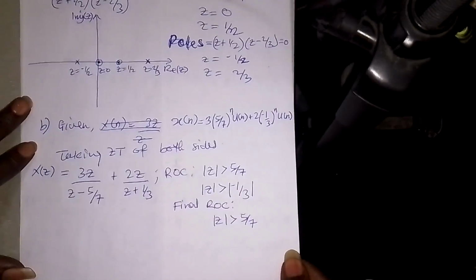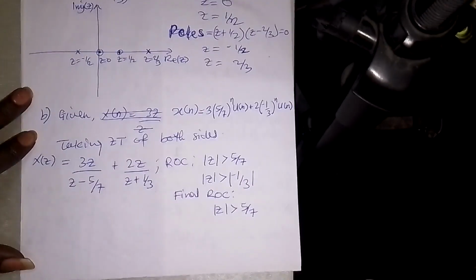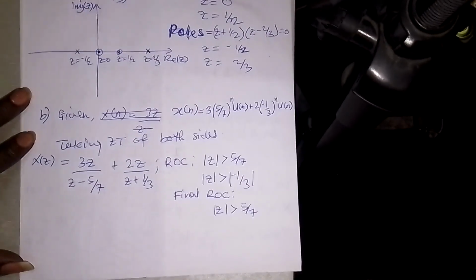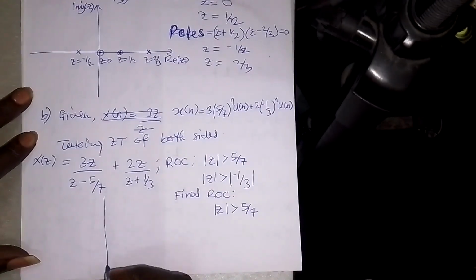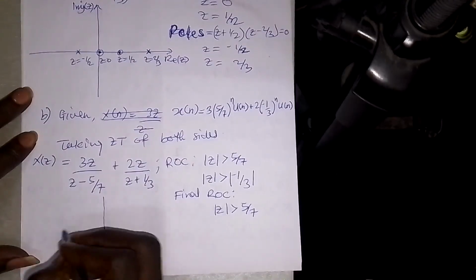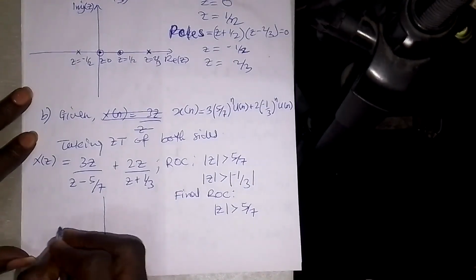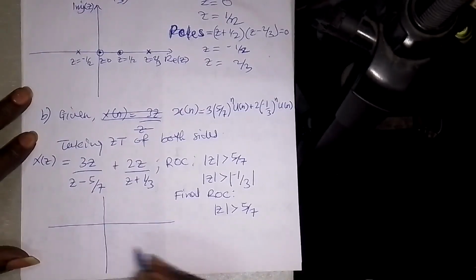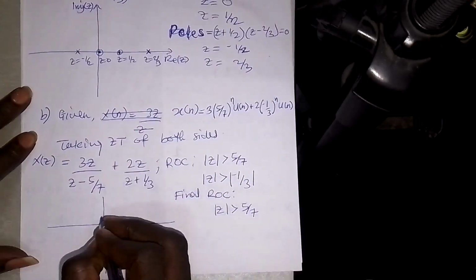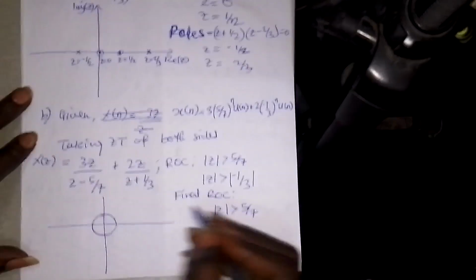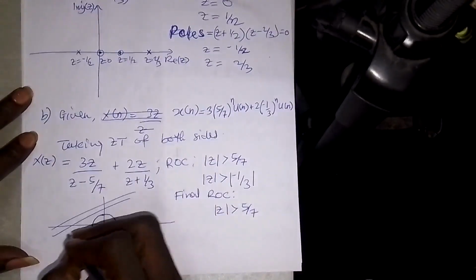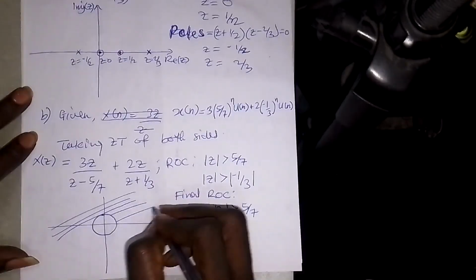Now what I can do is plot my ROC. If I plot my ROC, it's going to be like this. I'm going to have 1 over 3 as a smaller circle, and then |z| is greater than 1 over 3, so it's going to be outside.